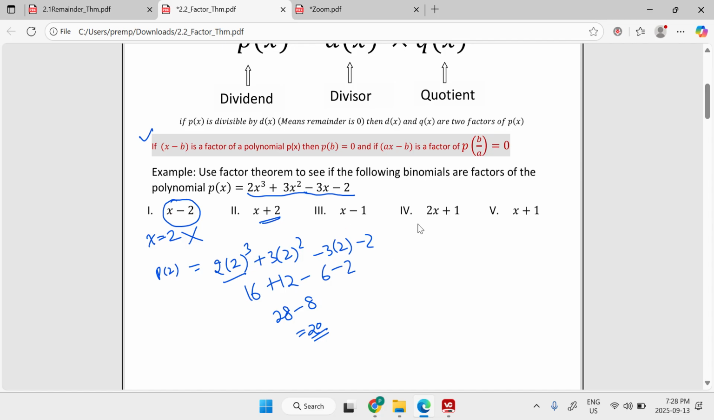So let me try this one, negative 2. If it is negative 2, it will come 2 times negative 2 cubed plus 3 times negative 2 squared and negative 3 times negative 2 and then negative 2. Just remember, I replace x with its value, which is negative 2. So I will get here negative 16, plus 12, and then I get here plus 6 and then negative 2, and again I'm getting negative 18, and still it's not a factor.